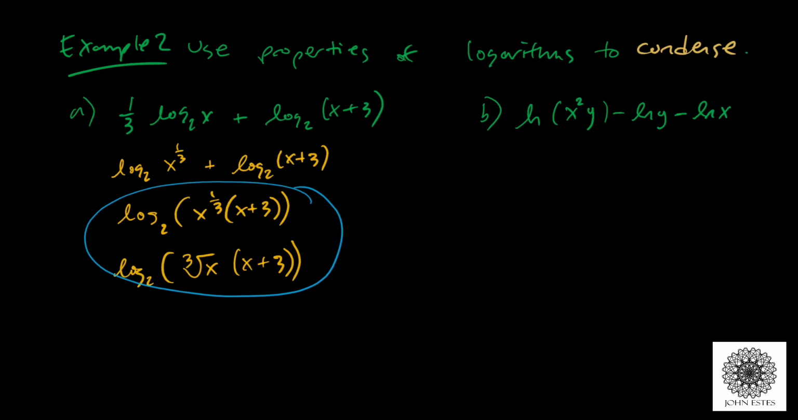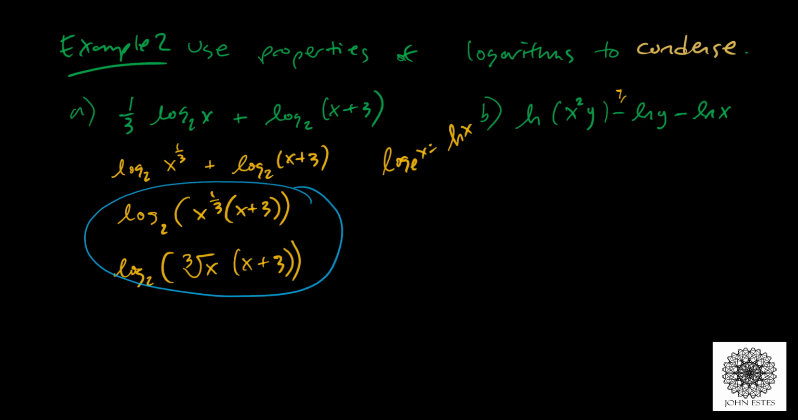This time I have ln x squared y minus ln y minus ln x. And remember, what is ln? That's just log base e. So this is just another logarithm, not really a big deal. Okay, now with a subtraction, it can be easy to get confused. I recommend starting from the left and going right.